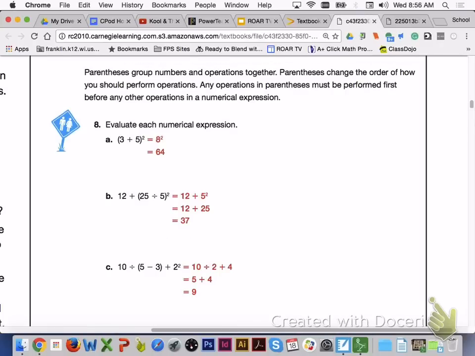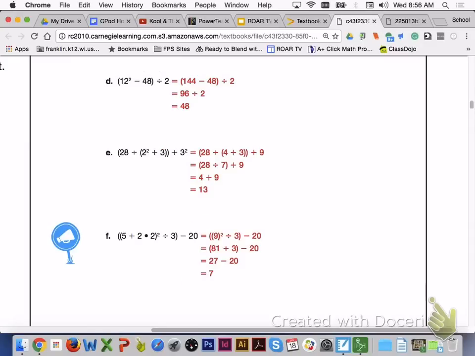Number 8, letter A, 64, B, 37, C, 9, D, 48, E, 13, F, 7.